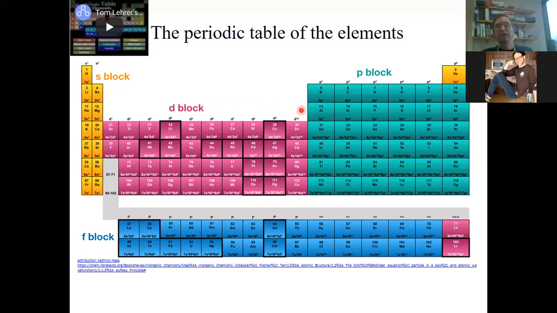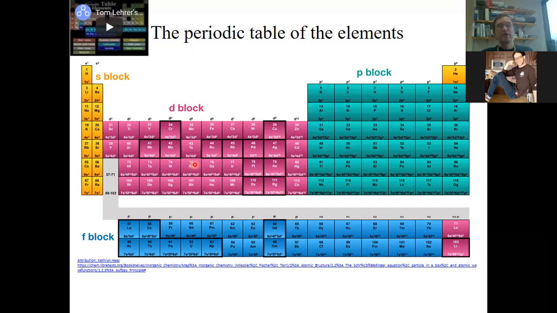Now to the right of this d block, we have the p block. All elements in the p block have p valence electrons. The group 13 elements have 1. The group 14 elements have 2. The group 15 elements have 3. The group 16 elements have 4. The group 17 elements have 5. And the group 18 elements have 6. This p block together with the s block are also called the main group elements, and the d block is also called the transition metal elements.